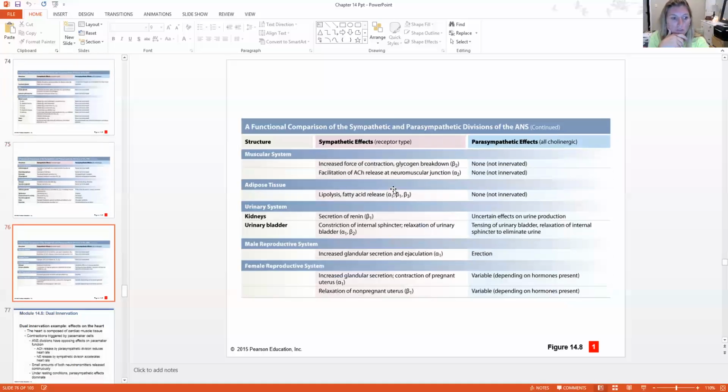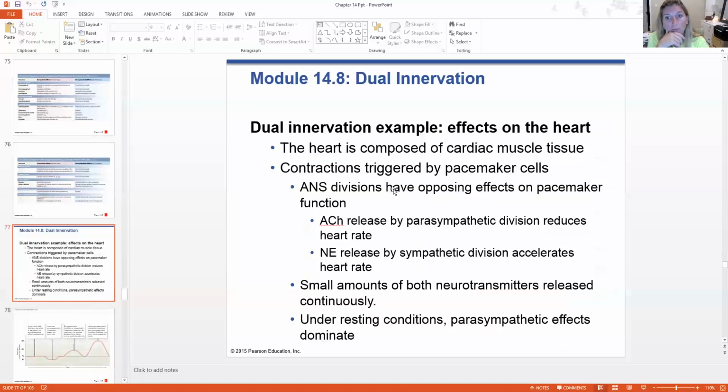Just a general overview. Dual innervation can have effects on the heart. The heart's composed of cardiac muscle tissues. Contractions are triggered by pacemaker cells. The autonomic nervous system has opposing effects on those pacemaker cells. ACh is released by parasympathetic. Norepinephrine is released by the sympathetic. So small amounts of both neurotransmitters are continuously released. Under resting conditions, the parasympathetic effects dominate in your heart.